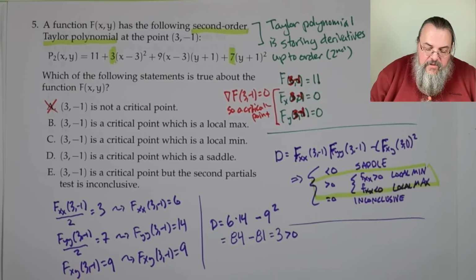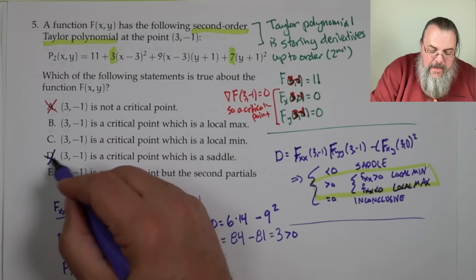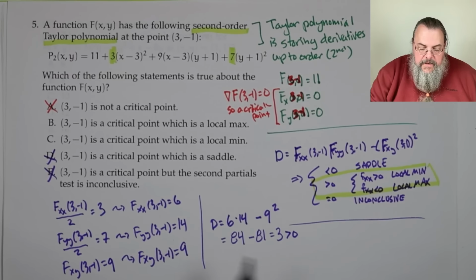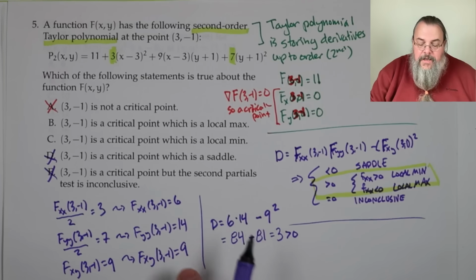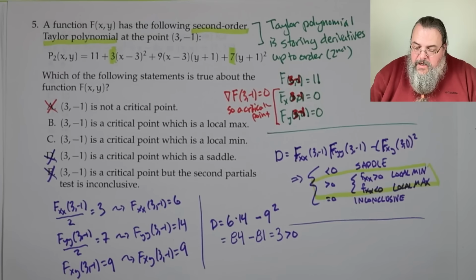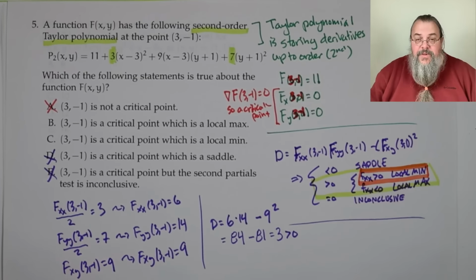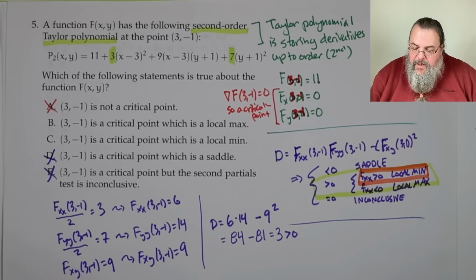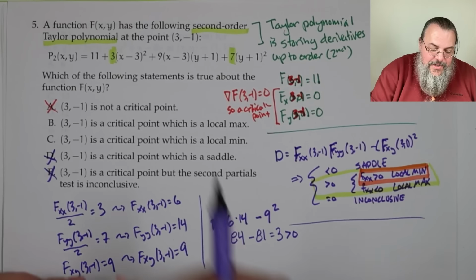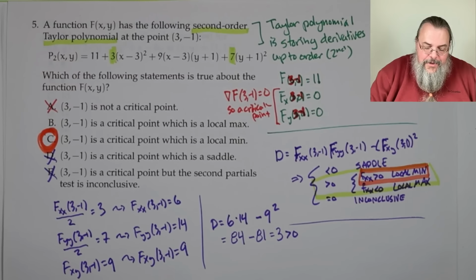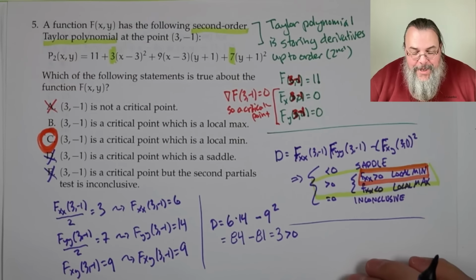So we've ruled out saddle, and we've ruled out inconclusive. Now, the last thing is to narrow it down. Look at f_xx and f_yy. Look at the sign. Well, they're both positive. They'll have to be the same sign. So, if they're both positive, we are a local min. So, our answer is C. Our critical point is a local minimum.